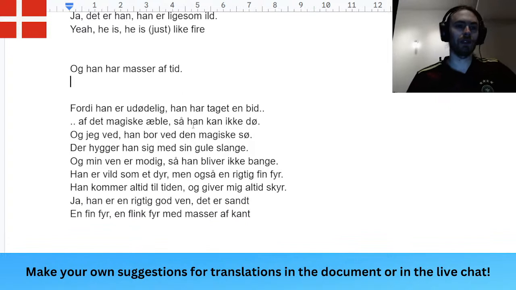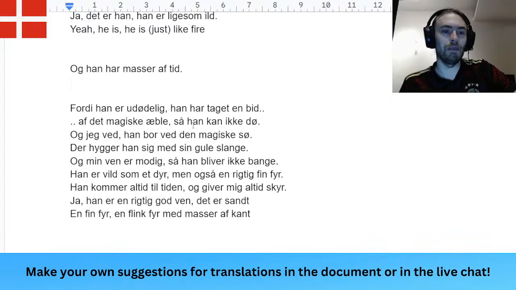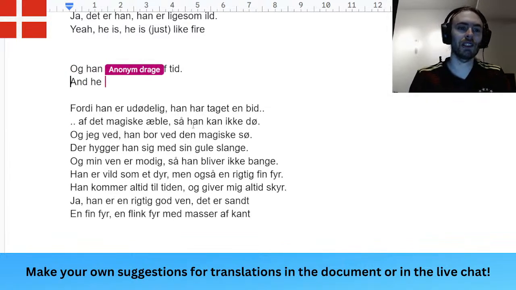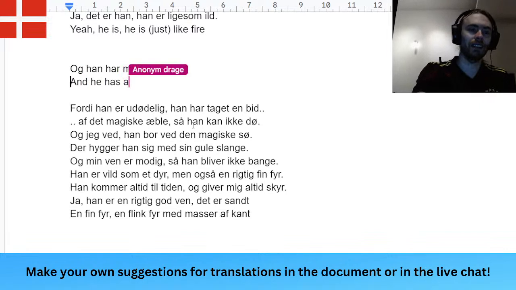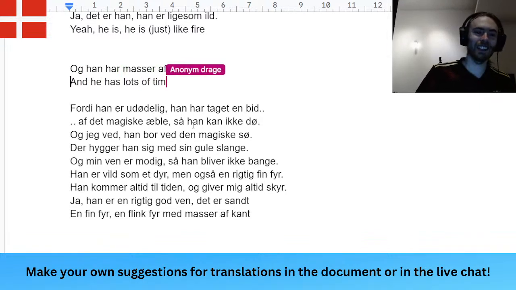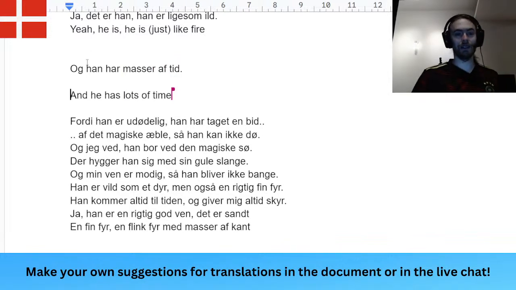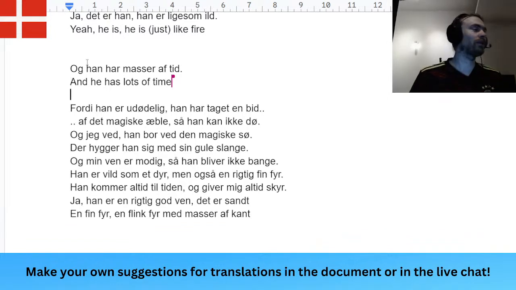Okay, what is this one? Han har masser af tid. What does that mean? If you want to write something, please do it on another line, so it doesn't collide with what I'm writing. It's fine though. Lots of time. At least someone is participating. Yes, lots of time or plenty of time. We'll just keep it here. But for future reference, anybody who wants to write, please do it a few lines under me.